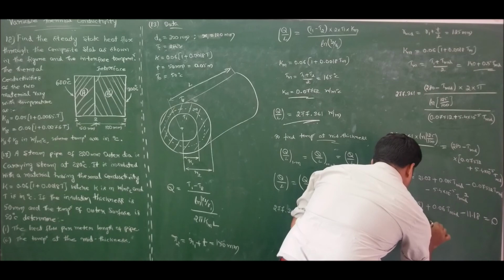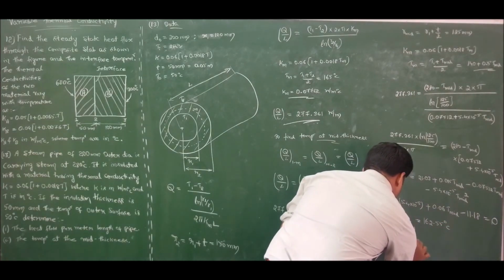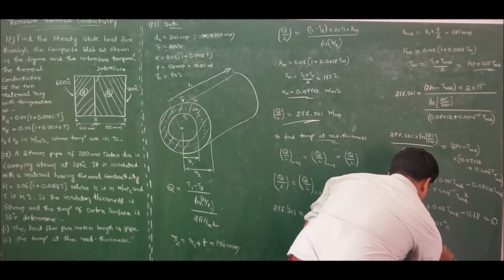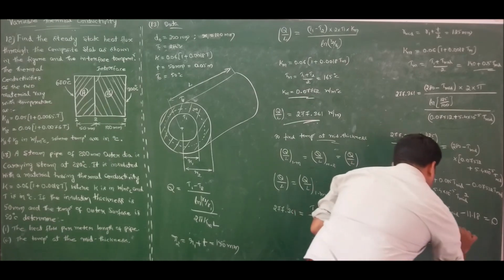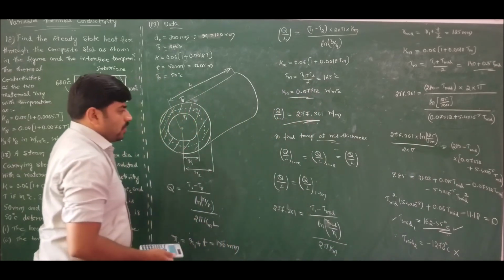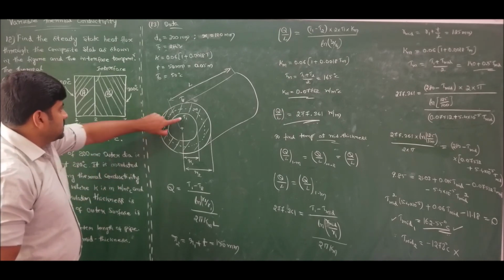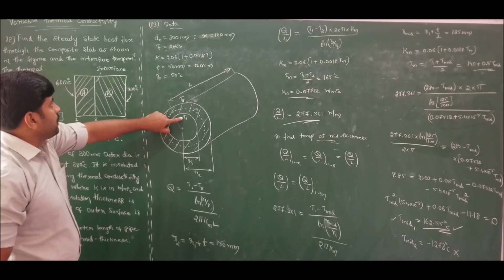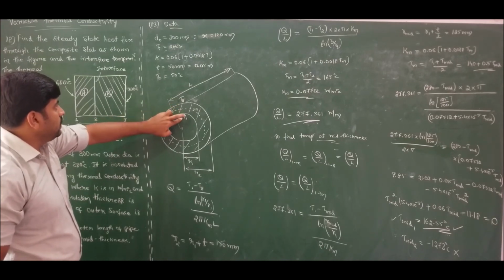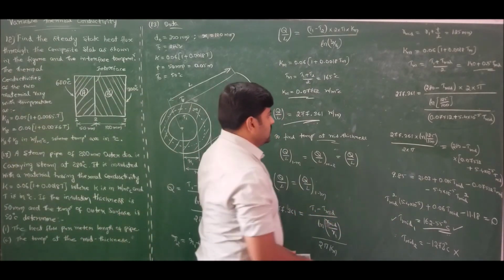One answer is 162.55 degrees Celsius. T mid 2 is minus 1273 degrees Celsius. So therefore, the temperature at mid thickness is 162.55 degrees Celsius. This is because at the inner surface we have the temperature as 280, at the outer surface we have the temperature as 50. So therefore, at mid thickness the temperature should be between 280 and 50. Hence the valid answer is 162.55 degrees Celsius.